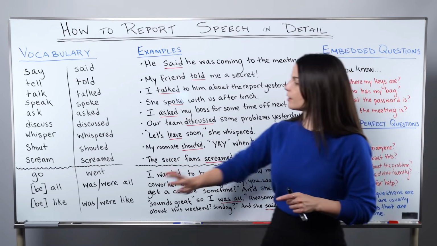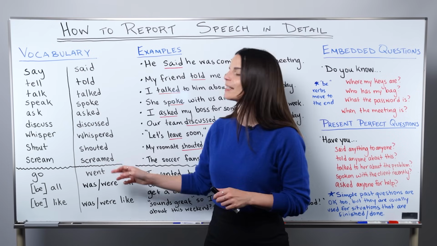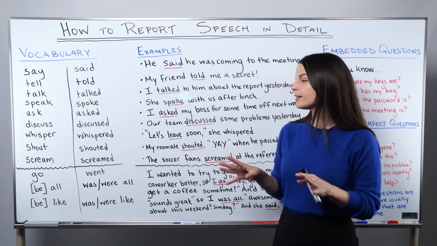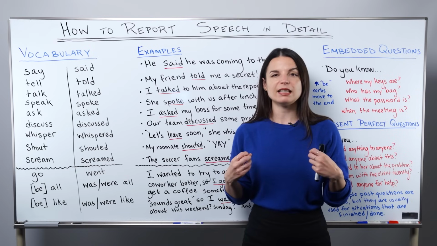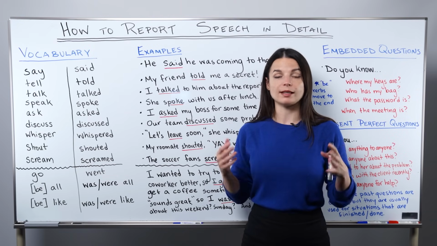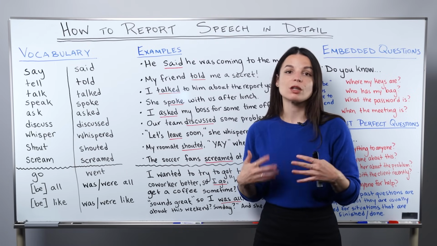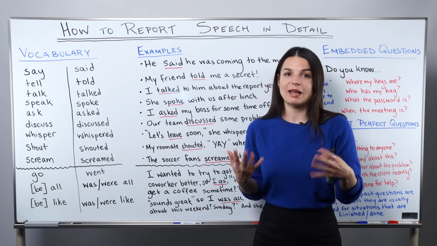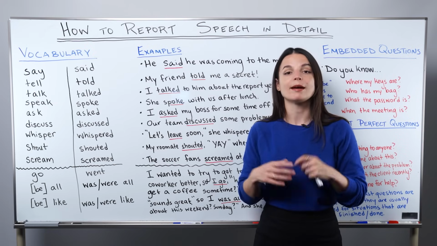Okay, so let's look at our last verb, scream. Scream, to scream, and past tense, screamed. So what's the difference between shout and scream? Shout, as I said, is a really, really loud voice, like "ah," or "yay," as in this example. Or sometimes when we use an angry voice, or when we have angry feelings, we might shout about something. Or if we hurt ourselves, maybe, we might shout.